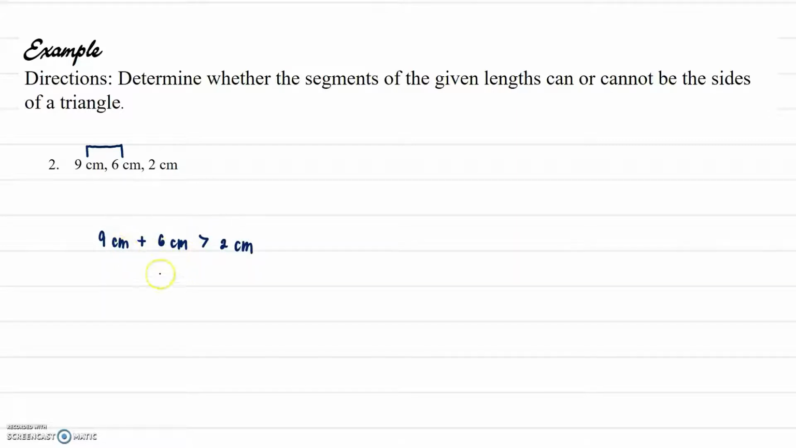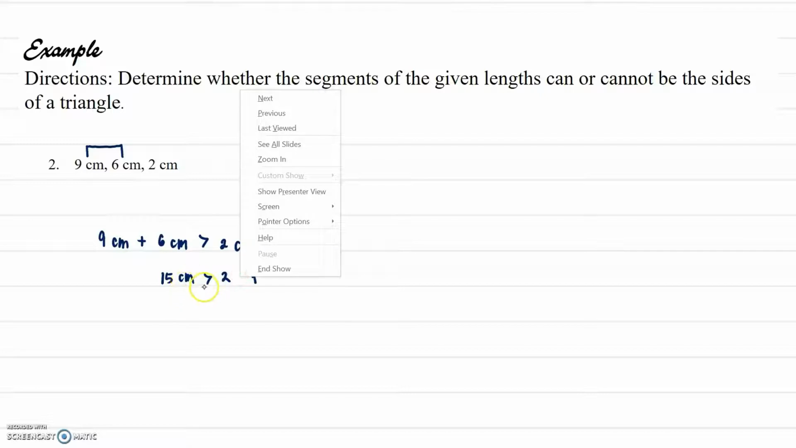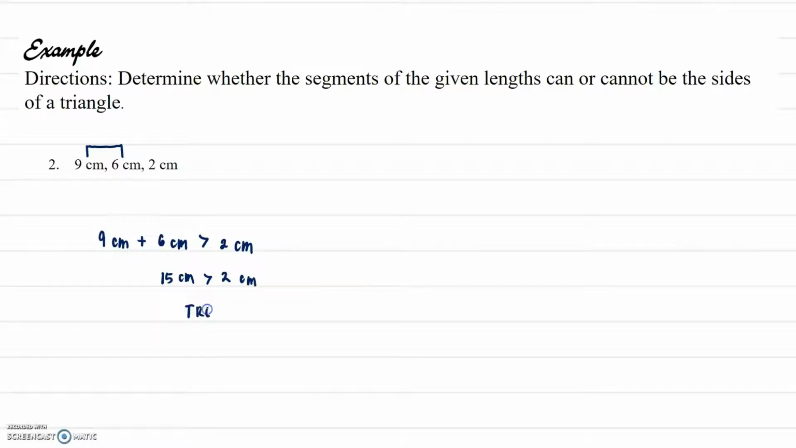So 9 plus 6, that's 15. It's greater than 2. So 15 centimeters is really greater than 2 centimeters. So our statement is true. Next, let's have this one. So that is 6 centimeters plus 2 centimeters should be greater than the third, which is 9 centimeters.